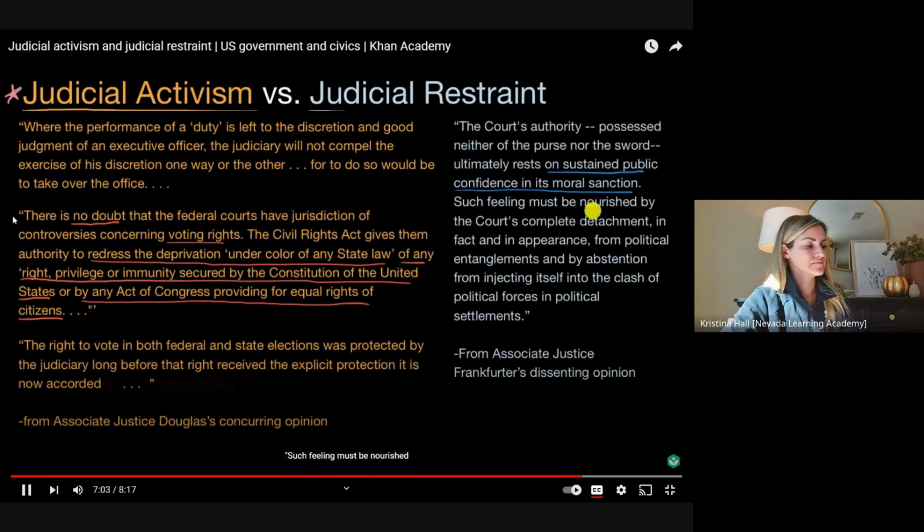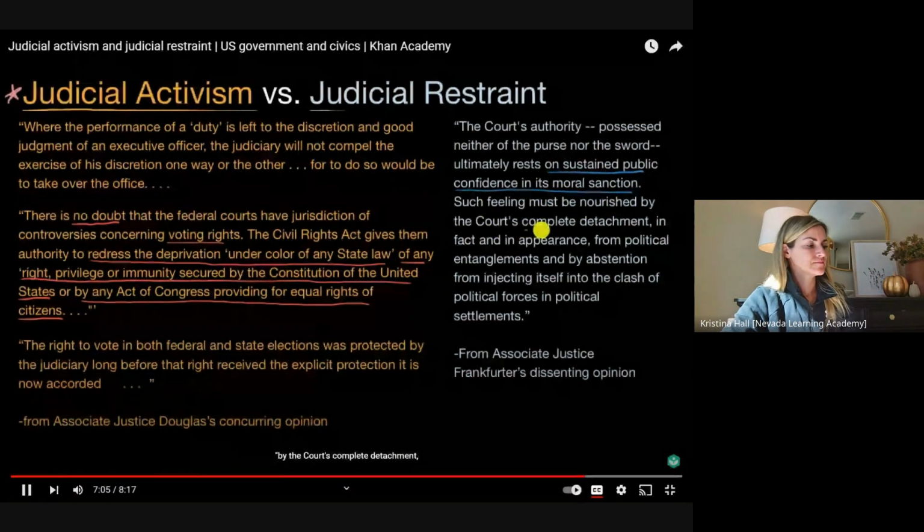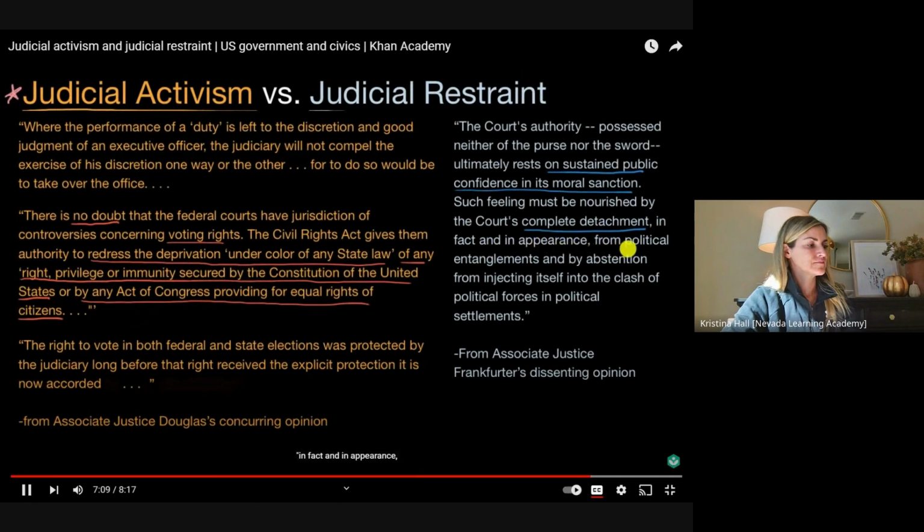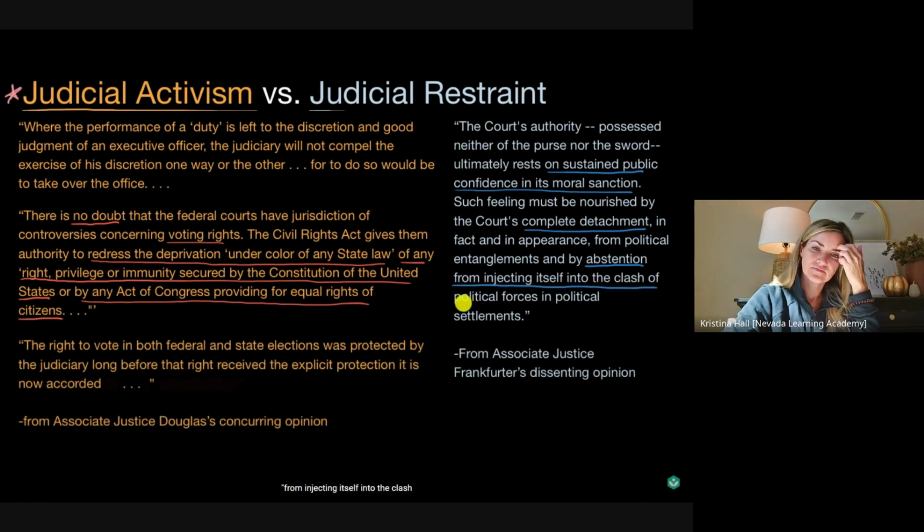"Such feeling must be nourished by the court's complete detachment, in fact and in appearance, from political entanglements, and by abstention from injecting itself into the clash of political forces in political settlements." So here, Associate Justice Frankfurter, in his dissenting opinion, is saying, look, we should stay out of this.